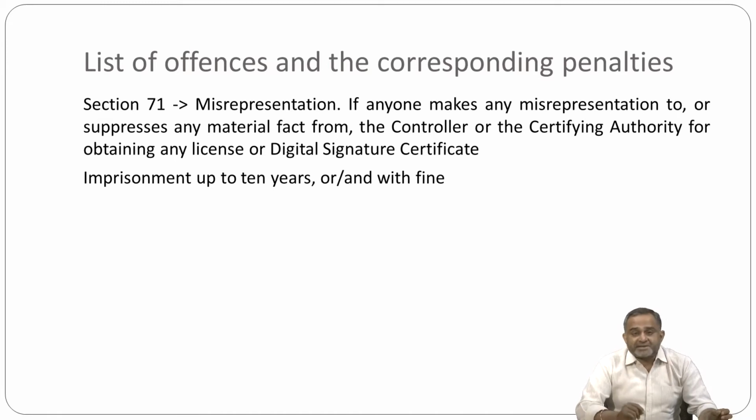Then another important section is section 67, which is related to misinterpretation. Misinterpretation means to suppress the fact, to mislead with data, or mislead the authority with some artifact or manipulated data. If anyone makes any misinterpretation or suppresses any material fact from the controller or certifying authority for obtaining any license or digital signature, the government says he is liable for prison up to 10 years and/or a fine.